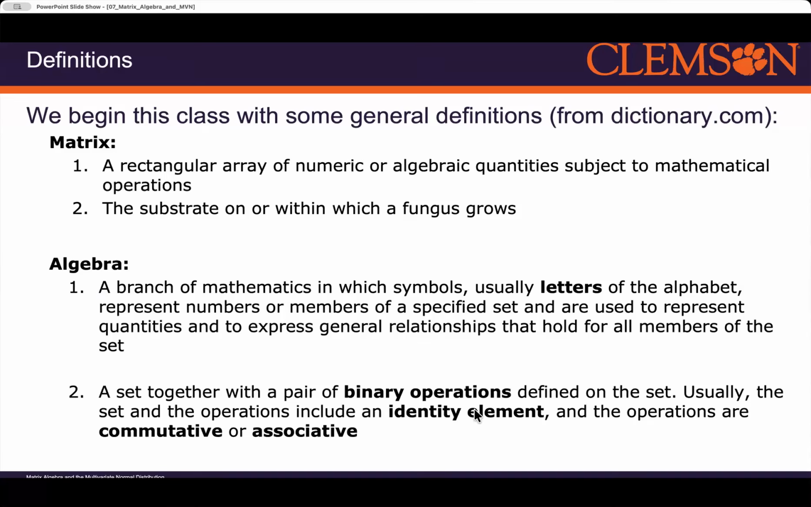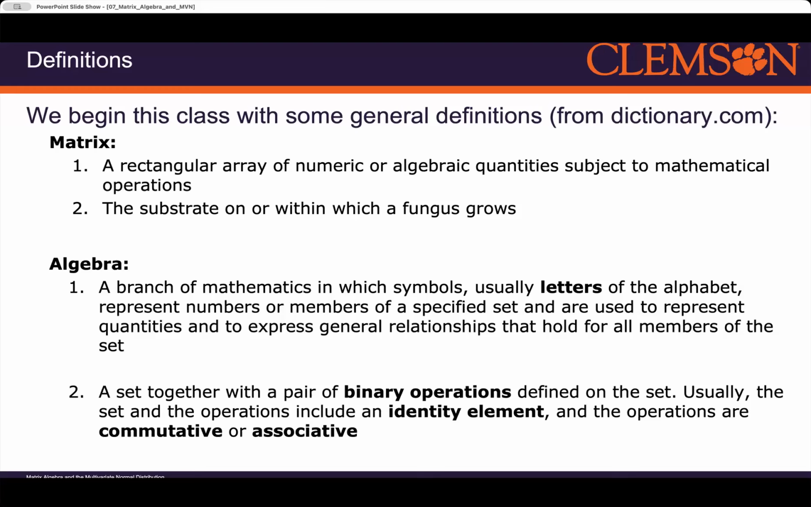That also includes things like the identity. So in regular numbers, the number one multiplied by any number is just that number itself, sometimes called the identity. We have an identity matrix as well. And those operations are commutative or associative. You've seen this before, whether we can multiply within a product and so forth.